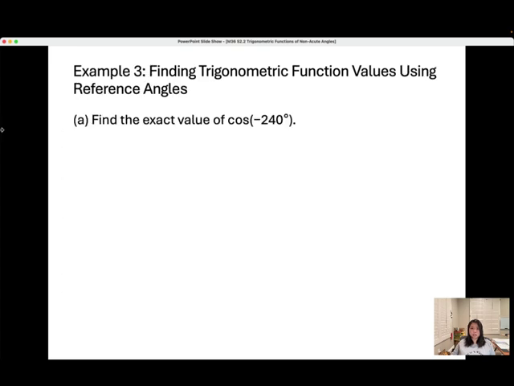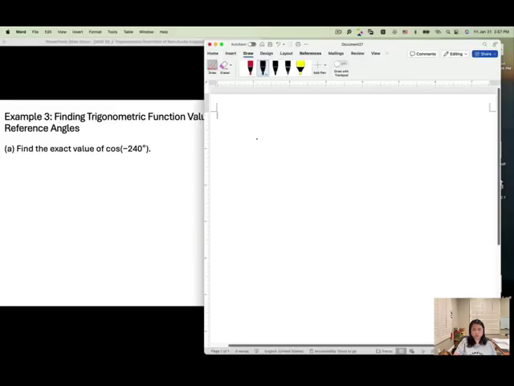Okay, let's try to do it together. We have cosine of negative 240 degree. So this theta is not within 0 to 360 degree. Okay, so what we're going to do is find the coterminal angle. We're going to do cosine negative 240. This is negative, so we're going to add 360 degree here. So that will be cosine 120 degree.